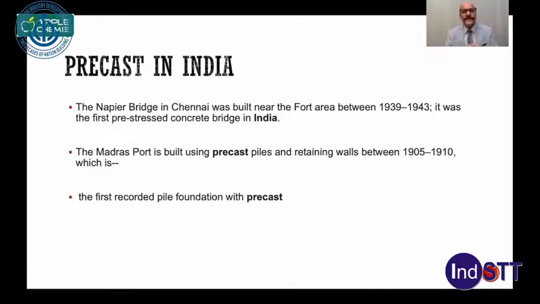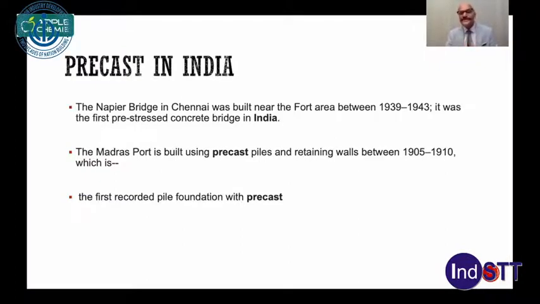If you see the Indian scenario, in 1939 to 1943 in Chennai, Nepai Bridge was constructed, and it is constructed with precast and pre-stress technology. And even before that, 1905 to 1910, Madras Port, they cast so many piles and other elements, even the long retaining wall, and the wall is to the length of around 6 kilometers in precast segments and put it there at the place.